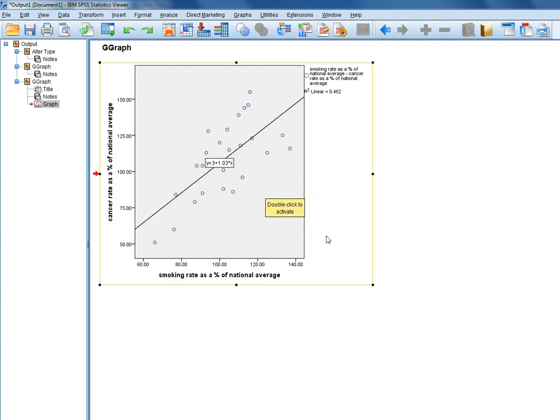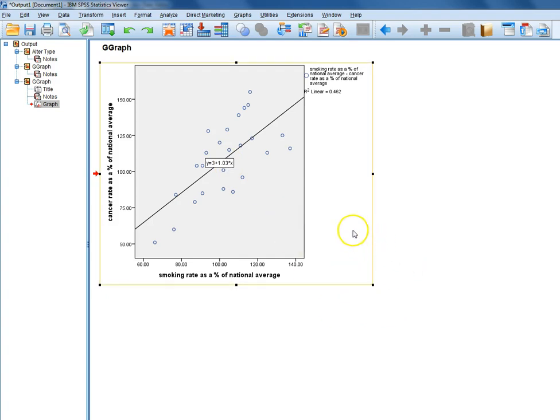So in this example we can say that y equals 3 plus 1.03 times x. This asterisk sign represents multiplies by. Or, to put it into this context, cancer rate equals 3 plus 1.03 multiplied by smoking rate.